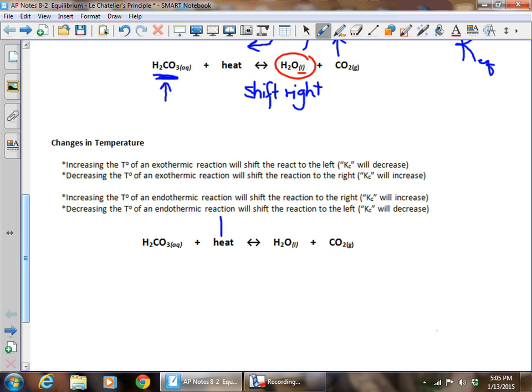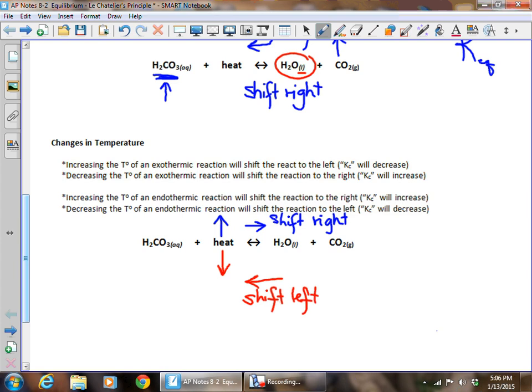If we increase the temperature of an endothermic reaction, increasing that term on the left-hand side is going to cause the reaction to shift in the opposite direction. So increasing heat would cause the reaction to shift to the right. On this same endothermic reaction, if we decrease the temperature, we decrease the amount of heat in the system, then we're going to cause that reaction to shift back towards that term. It's a shift left.